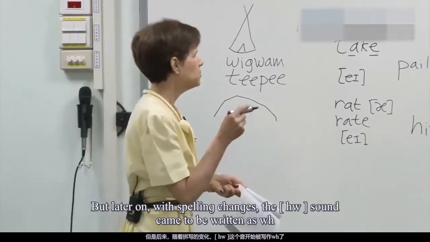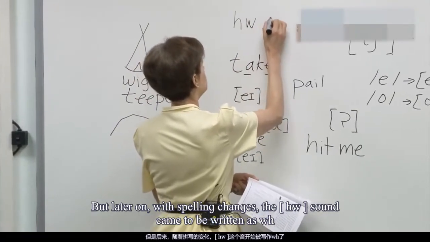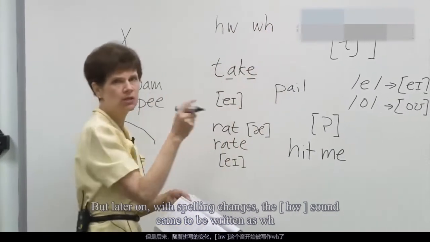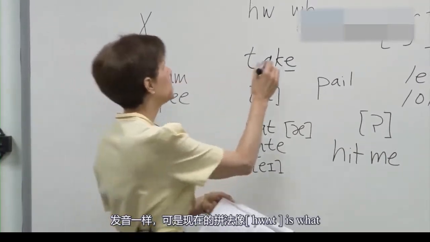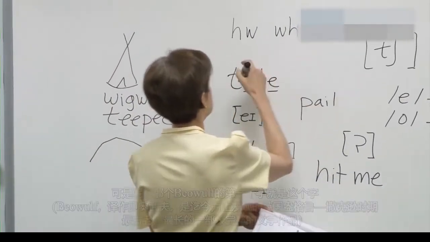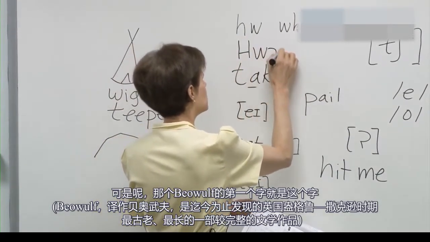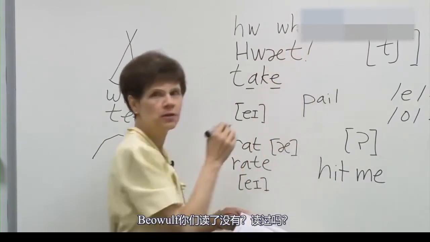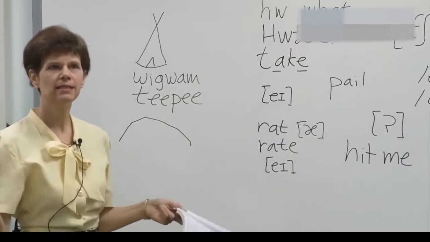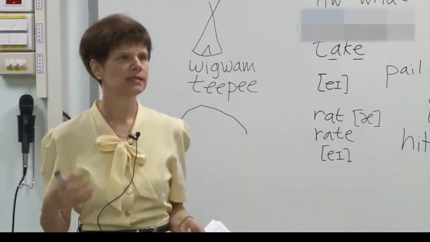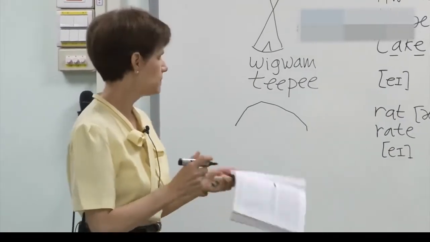But later on, with spelling changes, the hu sound came to be written as WH. It got switched around. 发音一样。可是现在的拼法像 what is WHAT。可是呢，那个 Beowulf 的第一个字就是这个字。Beowulf 你们读了没有？读过吗？ What is the first word? What. That means listen. Listen, I'm going to tell you a story. What. And that's how it's written.